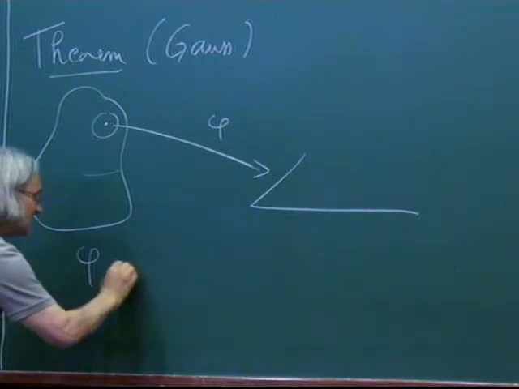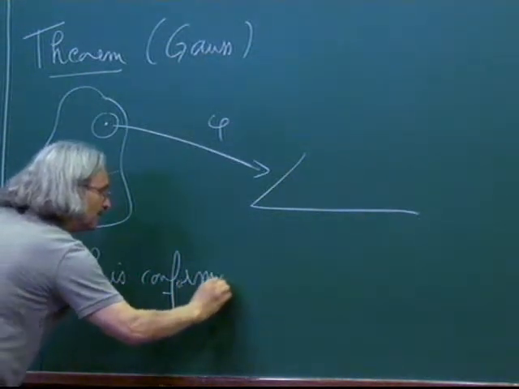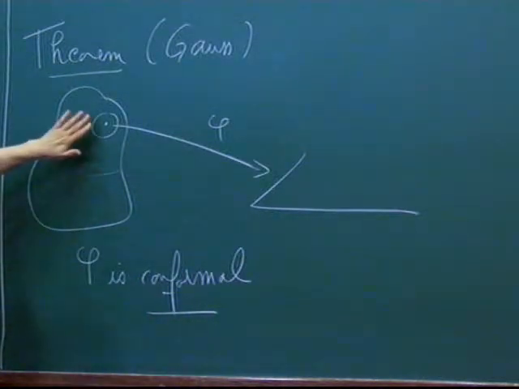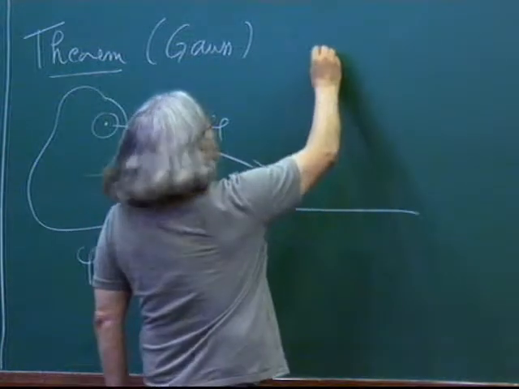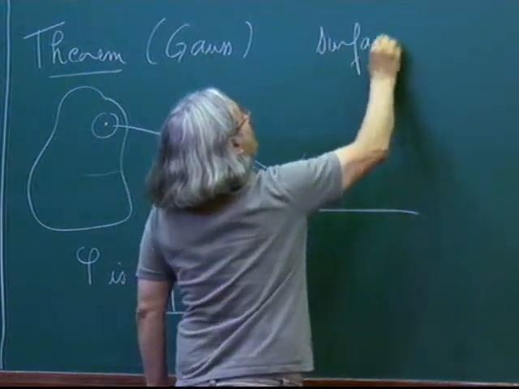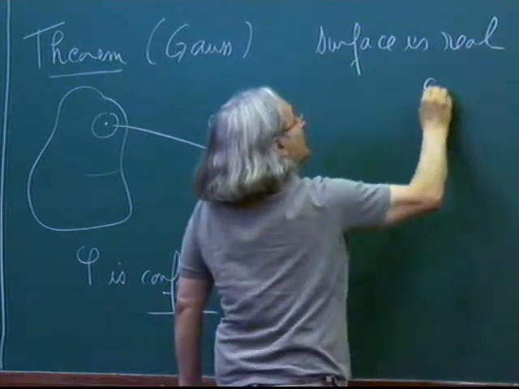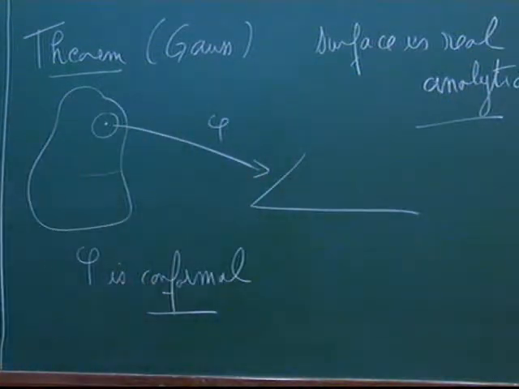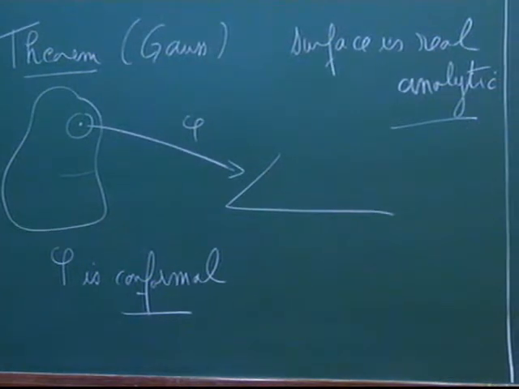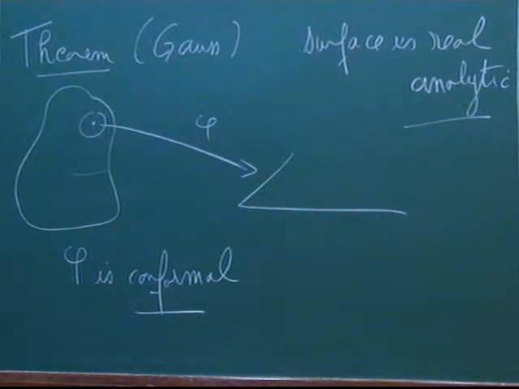Phi is conformal. So I remind you that conformal means that the differential of phi at any point is preserving the angles. Okay? That's the theorem Gauss proved. He proved it in the real analytic category. So he assumed the surface is real analytic. Actually, he did not mention that because for him it was obvious that everything was analytic. So he made no assumption. He was taking any surface. You will see that his proof is using analytic.